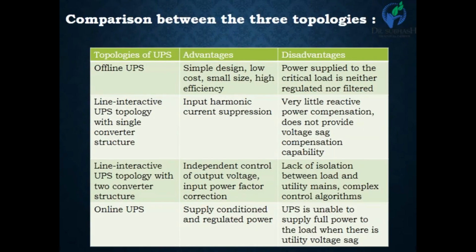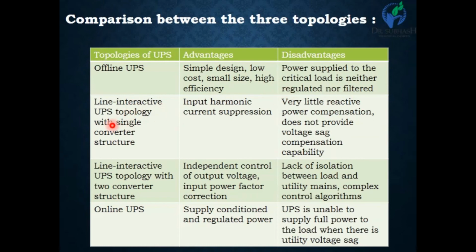Here we show some advantages and disadvantages of all UPS systems. First one is offline UPS, in which the UPS is always off but the static switch is always on. It has very low cost and small size, and efficiency is very high, but its power regulation is very poor. So in most industrial systems, we never use offline UPS.